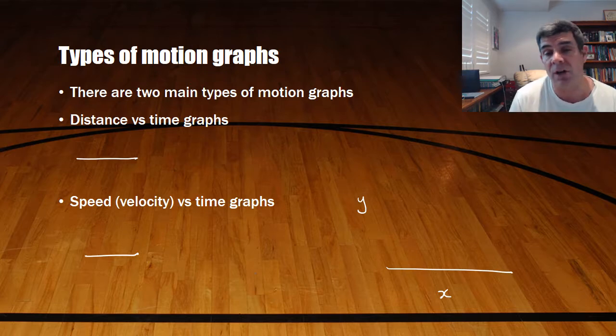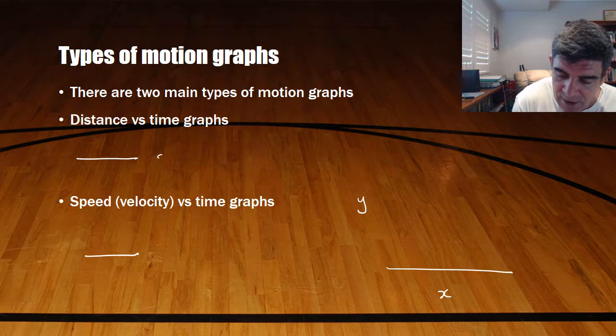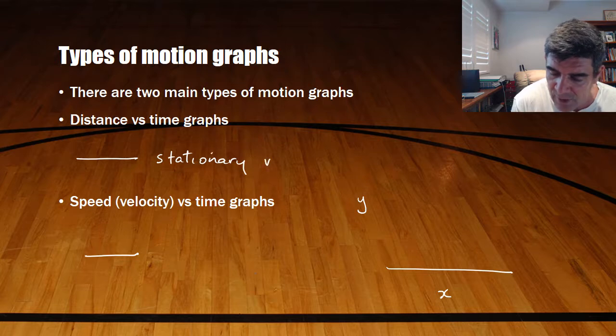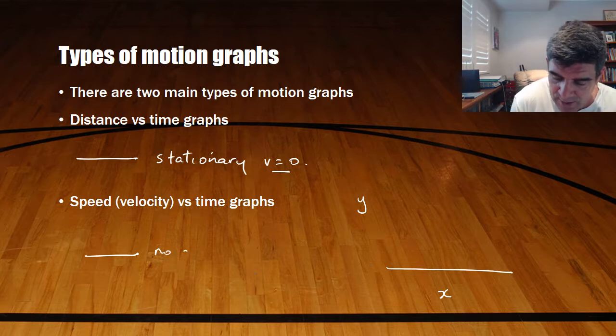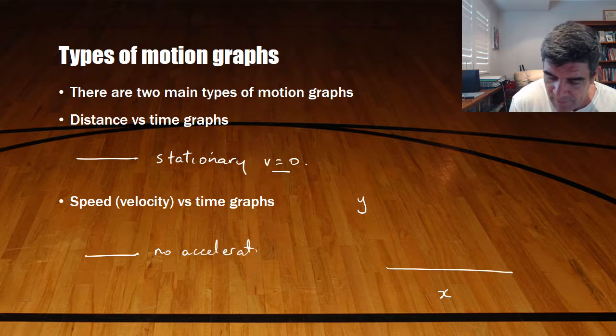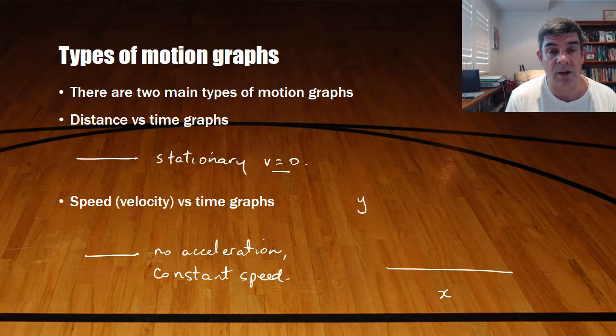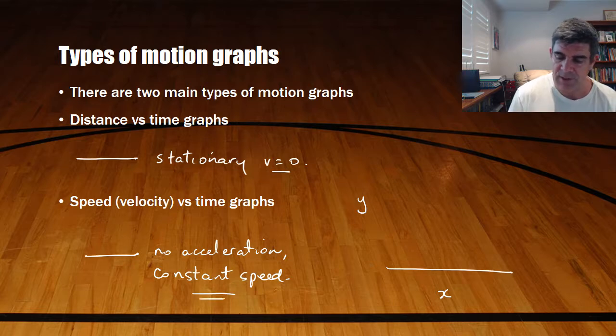And then some of the things that are very important and common to both of these two graphs mean very different things. So a horizontal line on a distance time graph is an indication that the object is stationary, and that is that its velocity is 0. A horizontal line on a speed time graph just means there is no acceleration, and that is equivalent to saying that the speed is constant. Only if that horizontal line happens to be on the x-axis, and therefore with a y value of 0, would we say that the object is stationary. This is just an indication of constant speed.